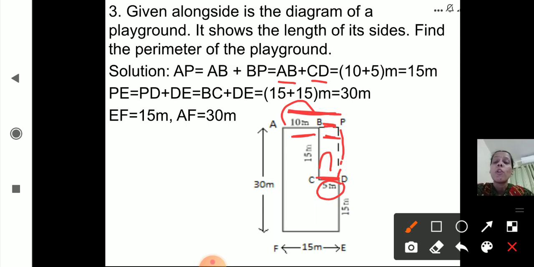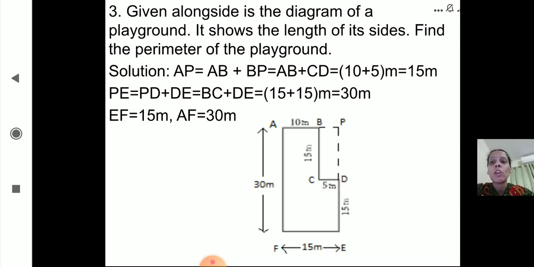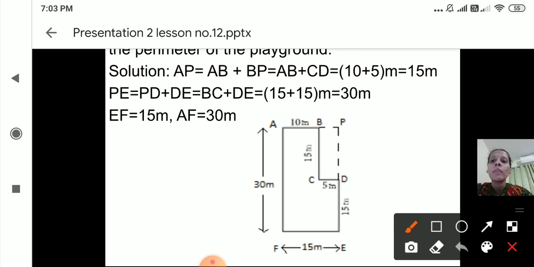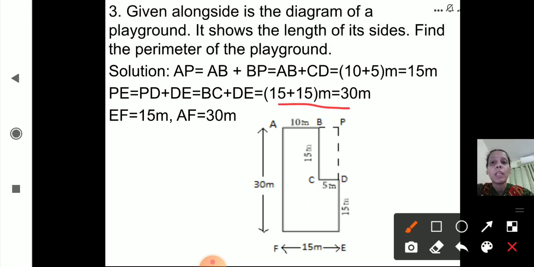Right? What of AB? That is 10. And what is the length of CD? 5. So 10 plus 5, that is 15 meter. So the length of AP now is 15 meter. Now PE, the next side, that is PE. See this. So this we will find out.